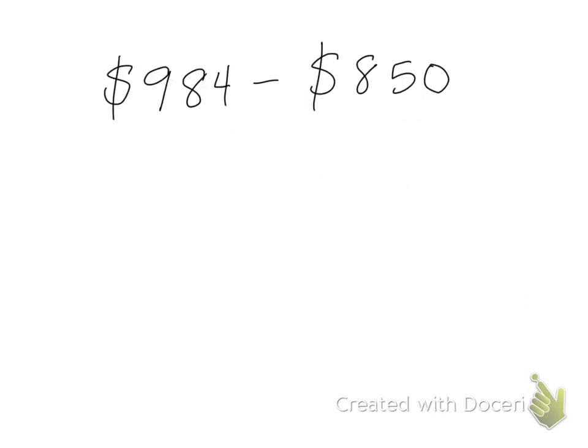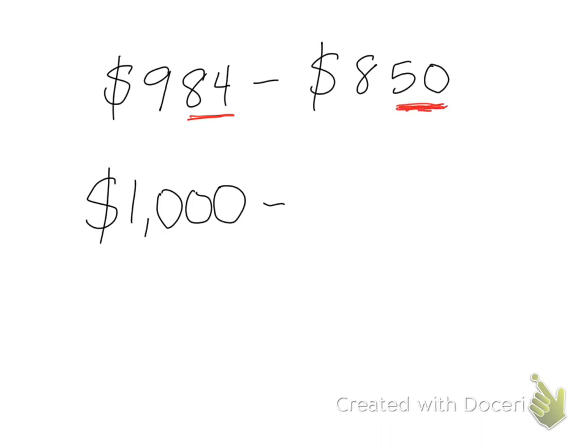All right, let's do this one. 984 minus 850. So 984, looking at the last two digits, 84. That's bigger than 50, so I'm going to round this up to 1,000. Hey, for this last one, we have 50 as the last two digits. Remember the rule that if our number is 50 or above, we round the number up. So 850, we're going to round up to 900. And now we subtract. 1,000 minus 900 equals 100.